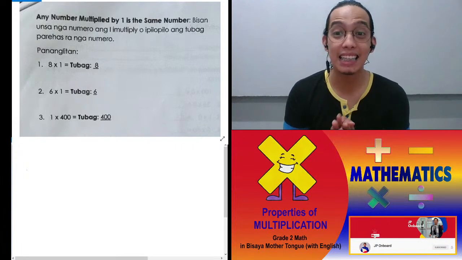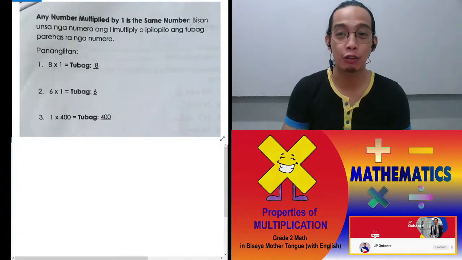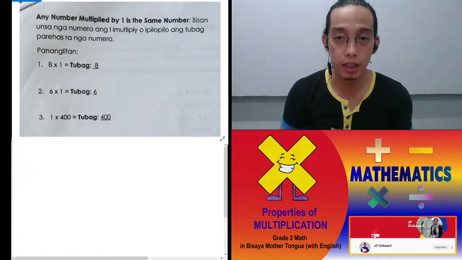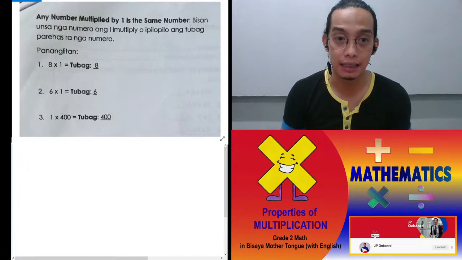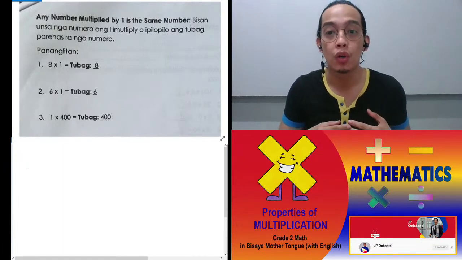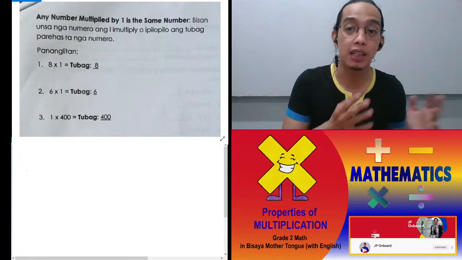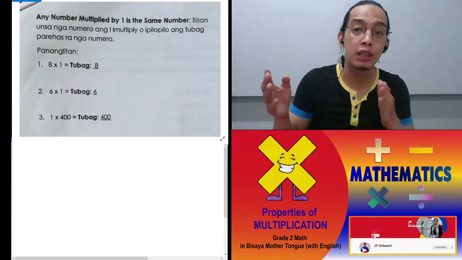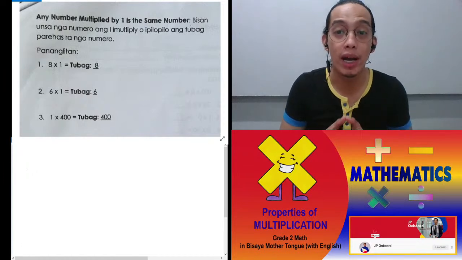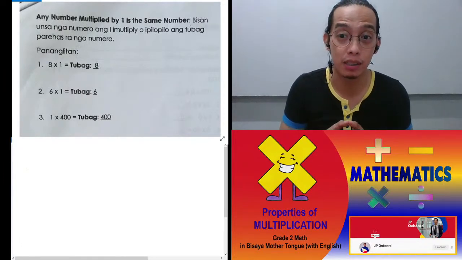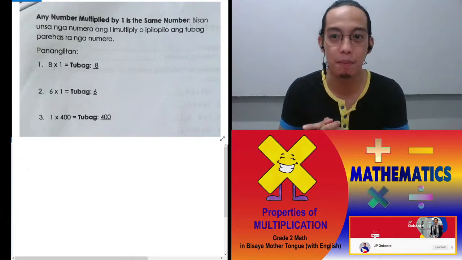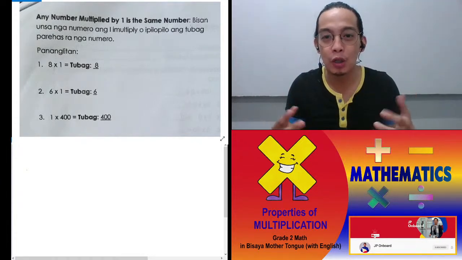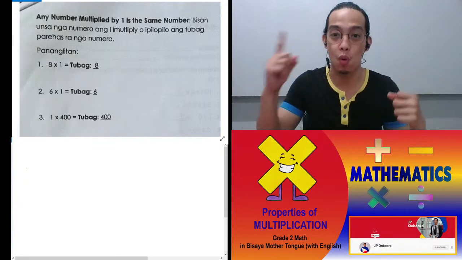And lastly, last example, yun na to ang 1. 1 times 400 is 400. Ang tubag or answer is 400. Kay gimultiplyan nato og 400 ang 1, bisag na una ang 1, 400 gyapon siya. The number itself. Okay? Any number multiplied by 1 is that number. It's the same number. Walay mausog kung multiplyan ang number of 1.